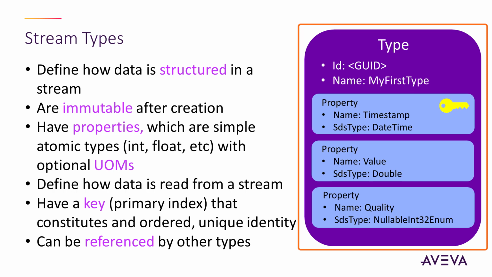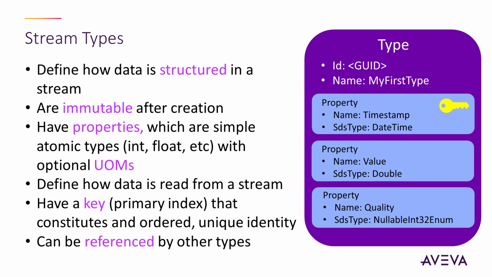We have one for timestamp, which has an SDS type of datetime. We have another property, which is a value, and it has a double type. And lastly, we have quality, which is a nullable int 32 type. As you'll notice, none of these have units of measure, but that would be optional. Say we know that this value is always going to be a certain UOM, we can define that here. And as we'll see later, we could also define that on the created stream.